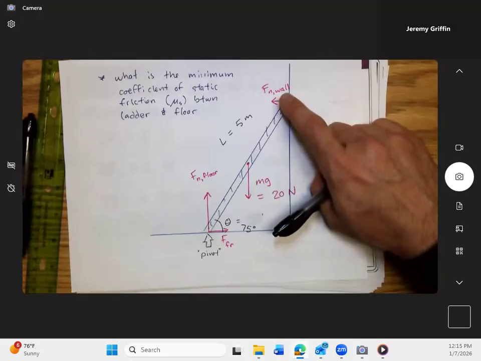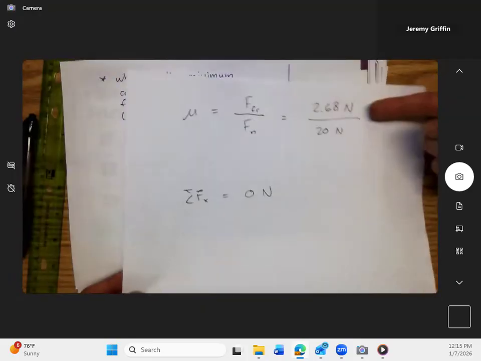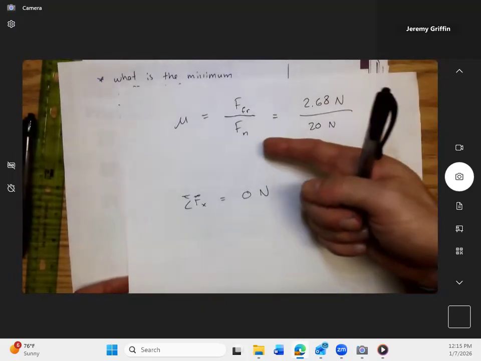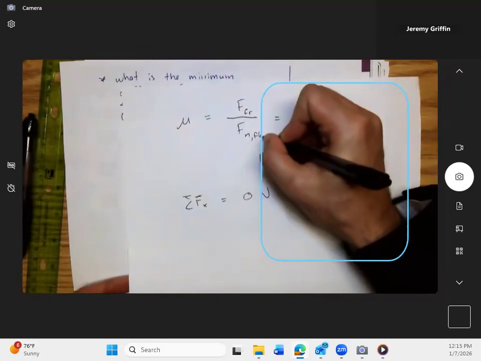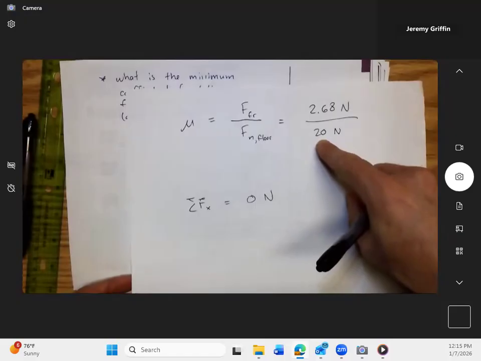Okay. So in the math, we found the normal force on the wall, but that must also be equal to this friction force. And that's what this is. Okay. And then the normal force from the floor, this is from the floor, right? Which has to match the weight of the ladder. That's right there. Okay. All right.